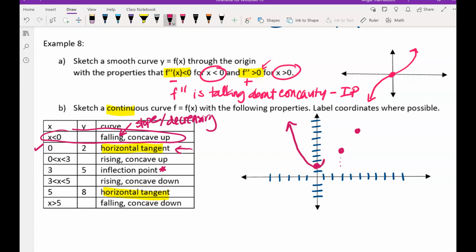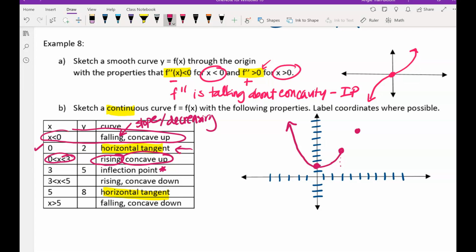So guys, I had to round that out. And from 0 to 3 here, the slope is increasing and concaving up. So increasing and concaving up, it goes like that. Okay, so I'm going to erase this slightly. Concaving, okay, perfect. At (3, 5), I know I have an inflection point.